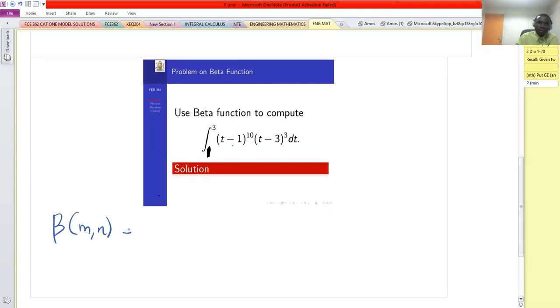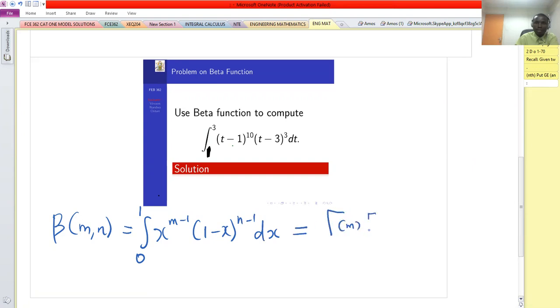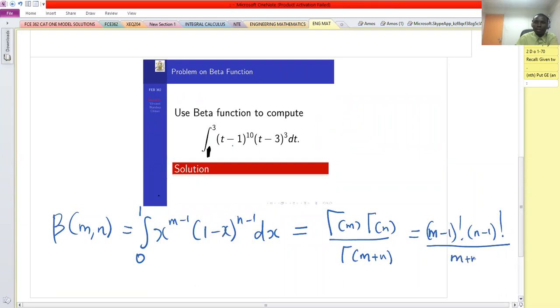define the beta function, which is given by the beta function with parameters m and n, the integral of x raised to power m minus 1, (1 minus x) raised to power n minus 1 dx, and can also be given in terms of the gamma function. And when m and n are integers, then this can be written as (m minus 1) factorial, (n minus 1) factorial divided by (m plus n minus 1) factorial.